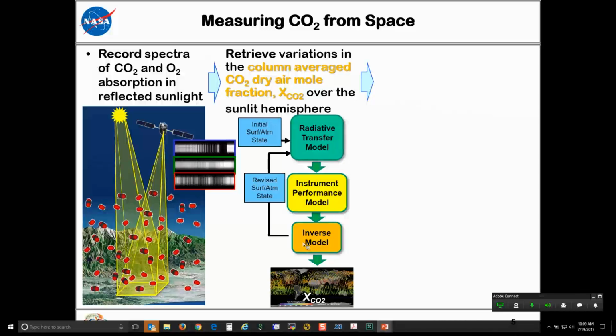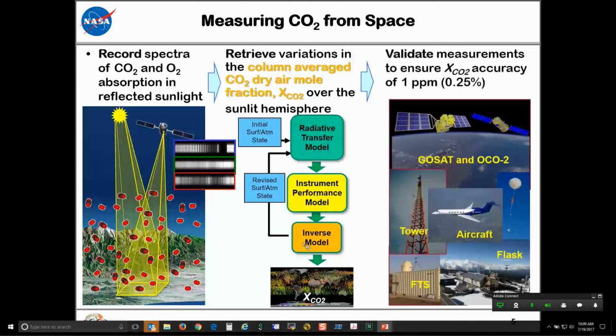Then we use the oxygen to give us an estimate of the dry air quantity. We use the CO2 measurements to tell us what the CO2 column is along that path. And we basically ratio those to come up with this quantity. We need to make a measurement here that's accurate to about 0.25% to be of real value.